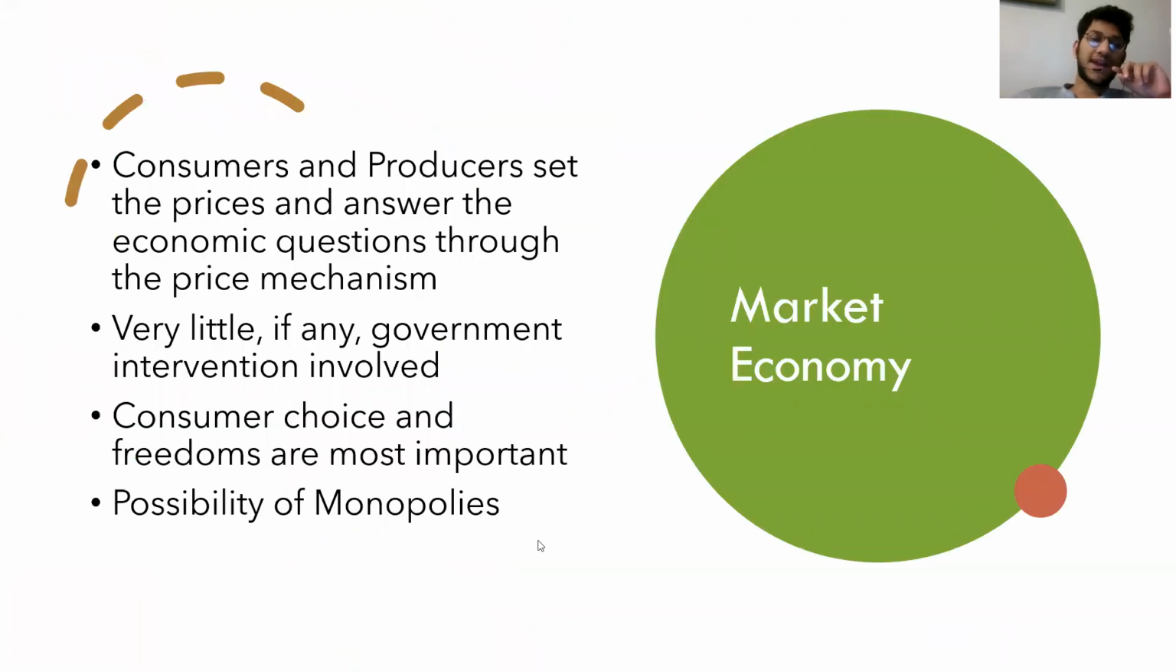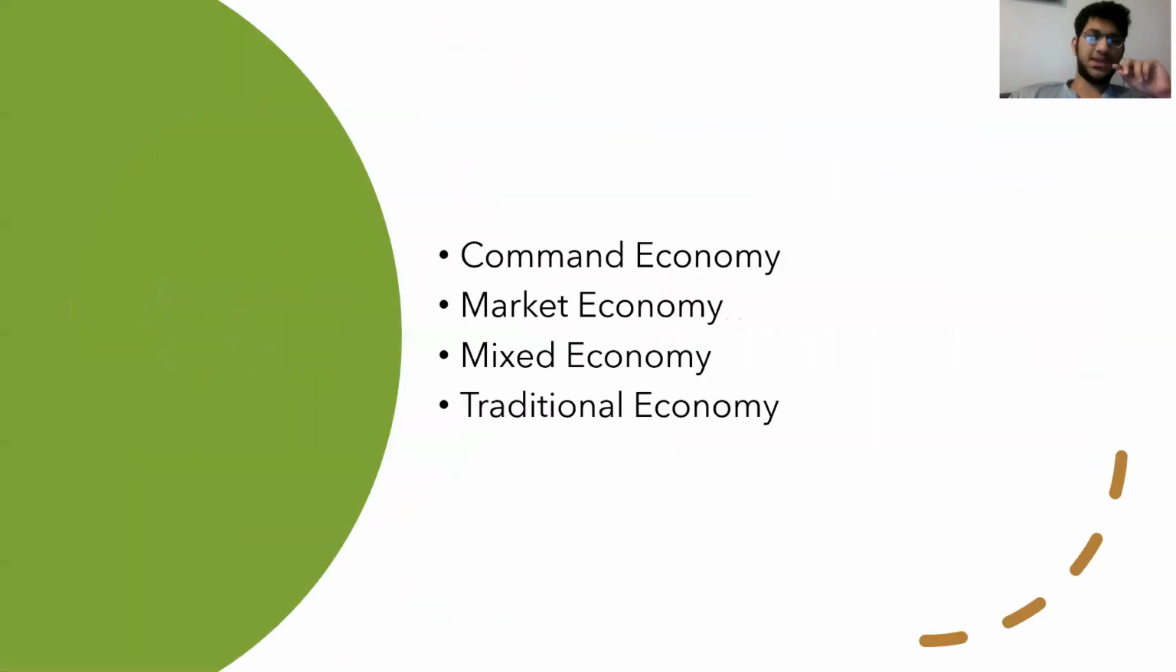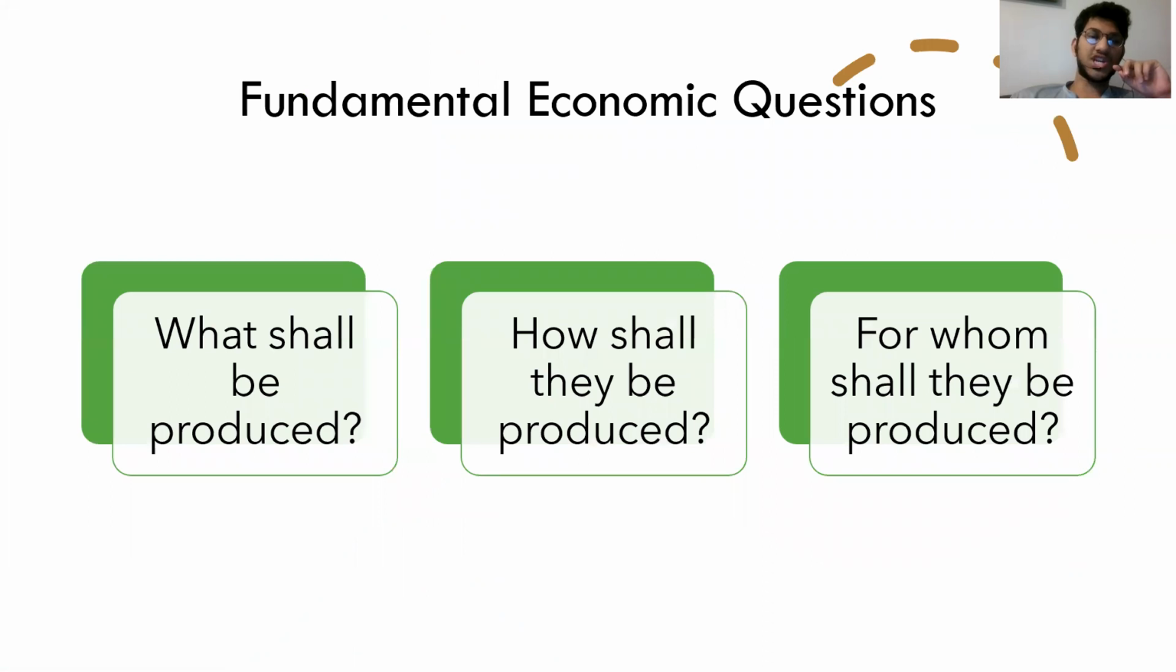The opposite of a command economy is the market economy, where the government has very little control, and consumers and producers, as we learned in the previous lessons, set the prices and answer the economic questions through a price mechanism. Consumer choice and freedoms are possibly the most important. That means that what we want to buy and what we want to do with our freedom to spend money is what often answers the questions: what shall be produced, how shall it be produced, and for whom shall it be produced.